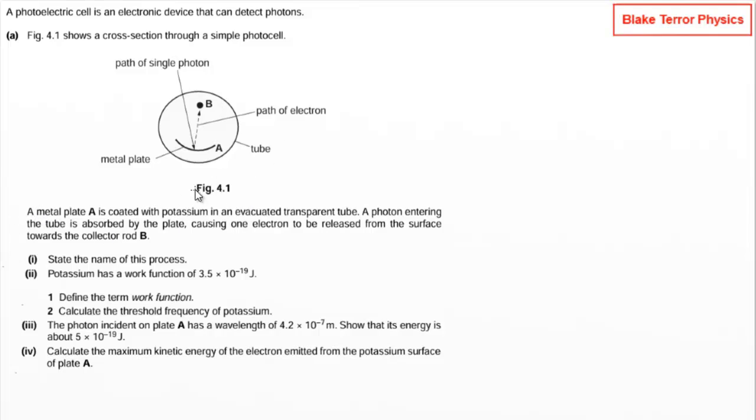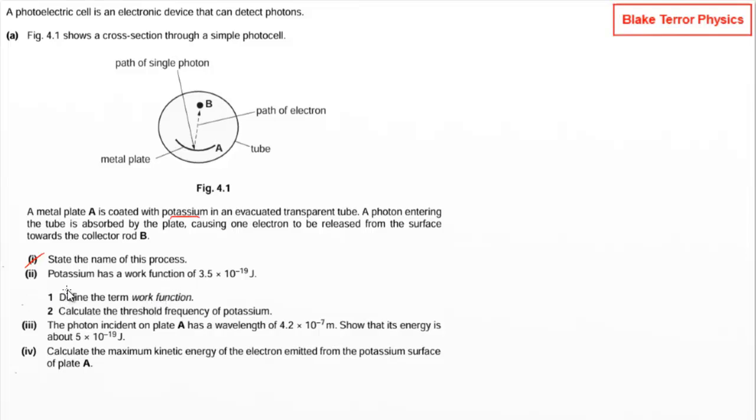What we've got: a metal plate A, coated with potassium in an evacuated transparent tube. Photon entering the tube, absorbed by the plate, causing one electron to be released from the surface going towards a collector rod at B. Fine. So photon in, photoelectric effect, electron out, off to B. State the name of this process. So that's the photoelectric effect.